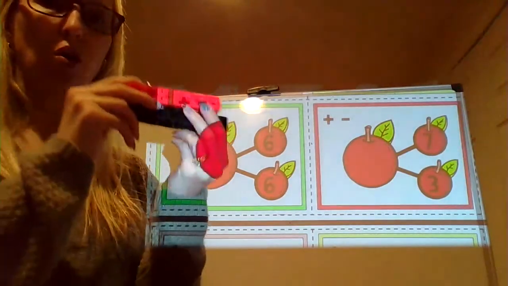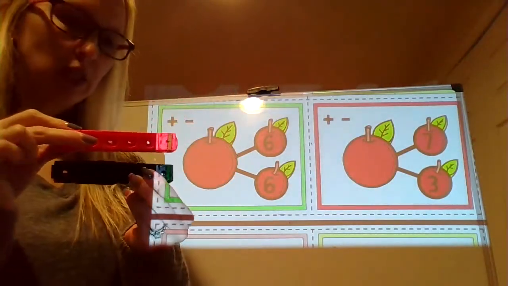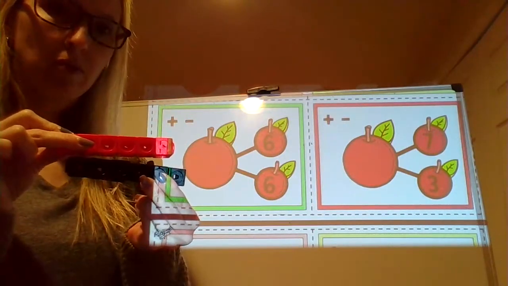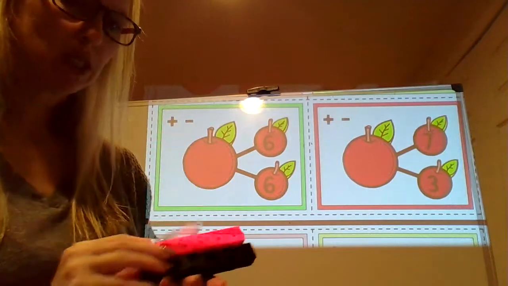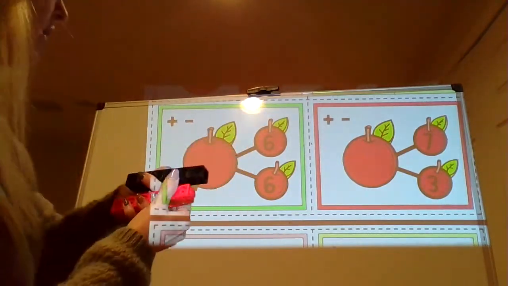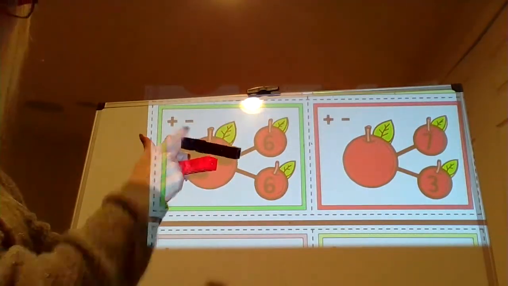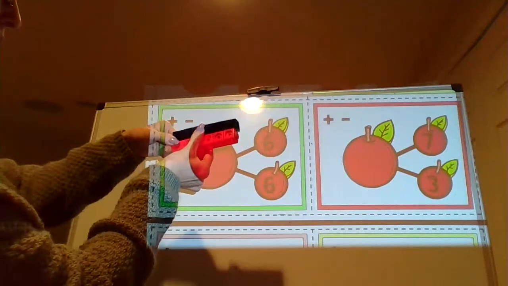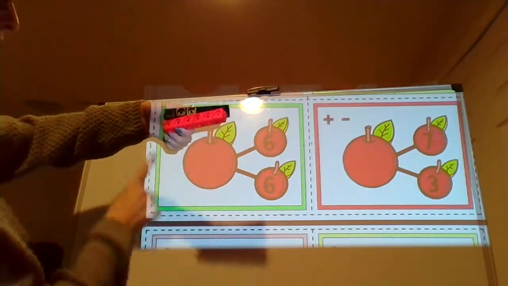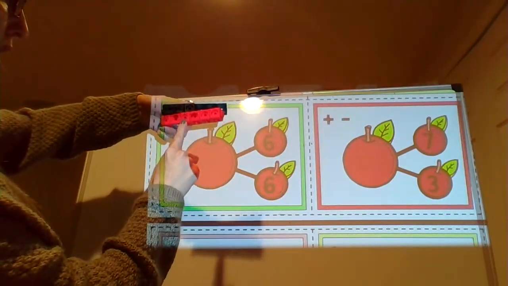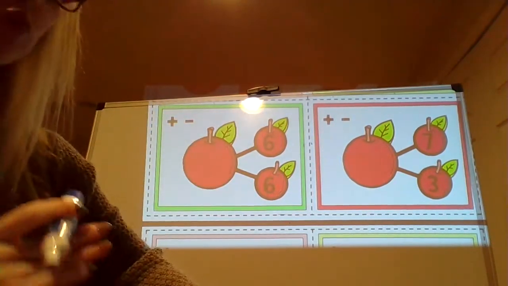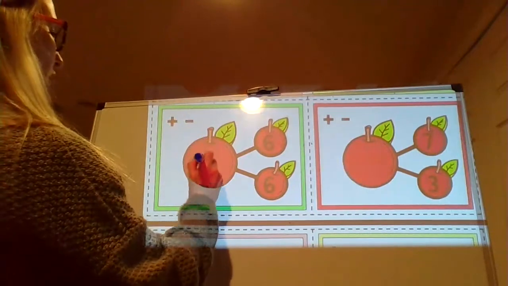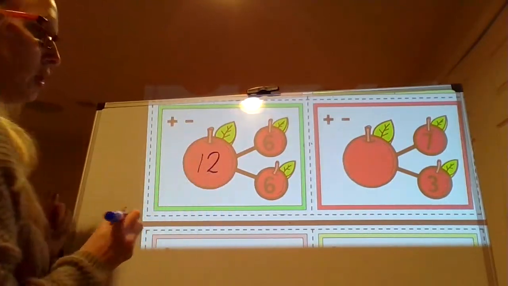Now what do we know? If we have 6 and 6, which is the bigger number? There isn't one. They're both the same. So we're going to start with 6, and then we're going to count on 6 more, okay? So I have 6. Let's count the red ones. So 6, 7, 8, 9, 10, 11, 12. 6 plus 6 equals 12. A 6 and a 6 makes 12.